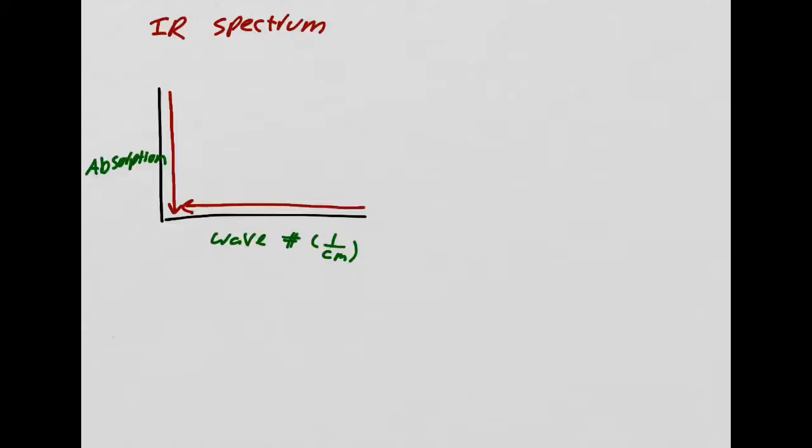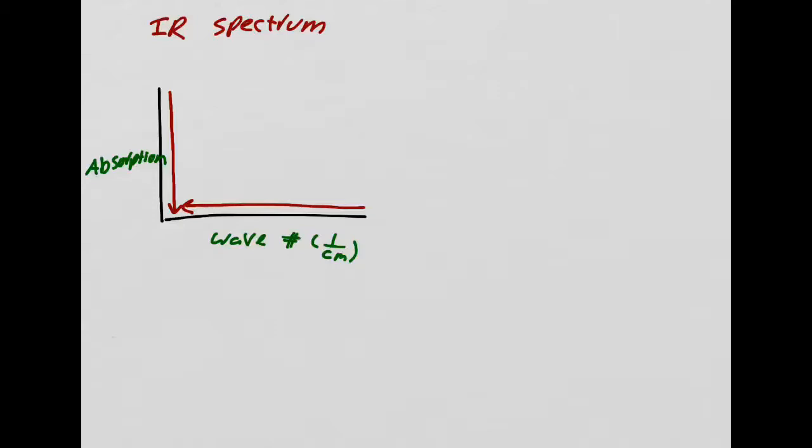Now, let's go over this together one more time. The bonds in a molecule: each covalent bond is going to absorb the IR radiation at a particular frequency and get vibrationally excited. So far so good.